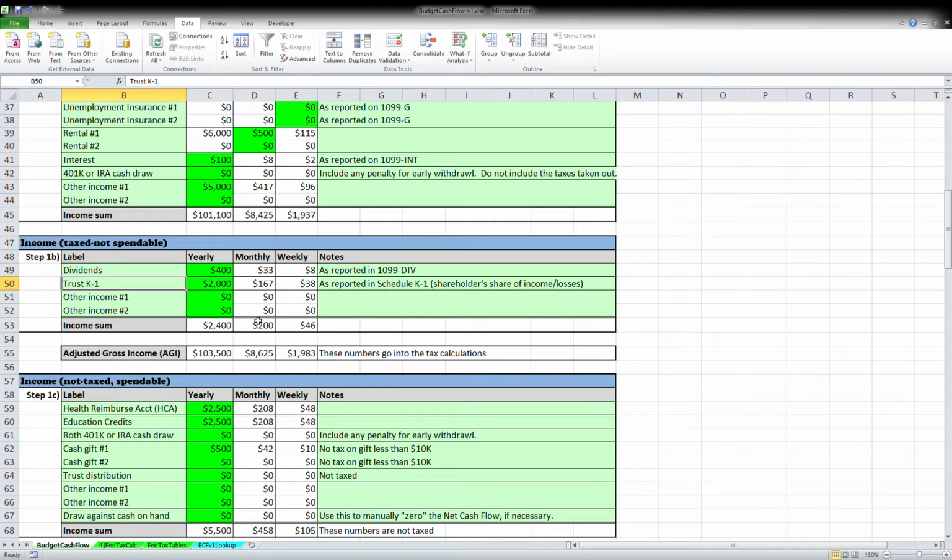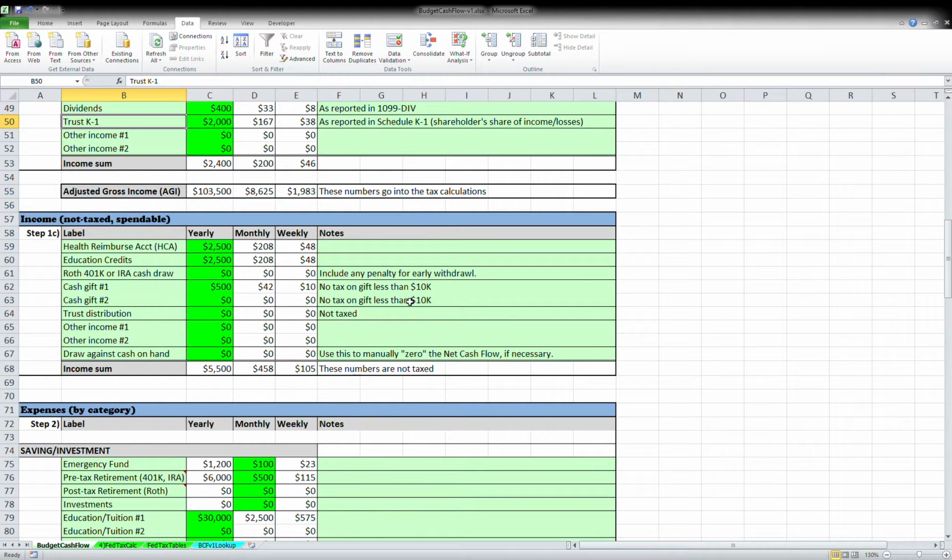And then there could be other incomes that you have there too that you can add into that. The third section is money that comes into the house that is not taxed and spendable. And you can see the examples here, and of course, gifts. And if you take a Roth, it's basically a post-tax distribution from a 401k or a post-tax distribution from an IRA, that would be a tax-free kind of event.